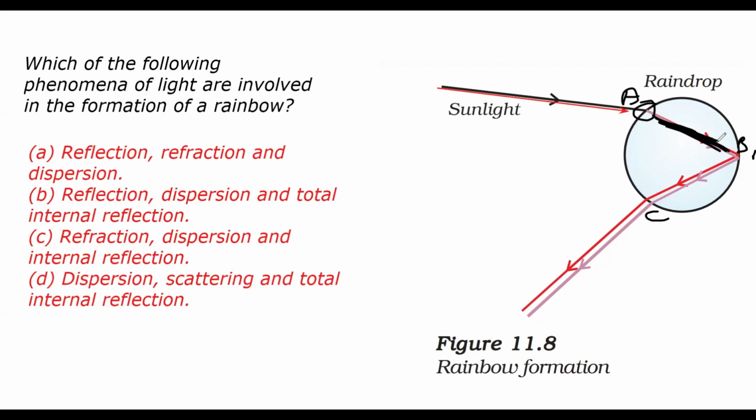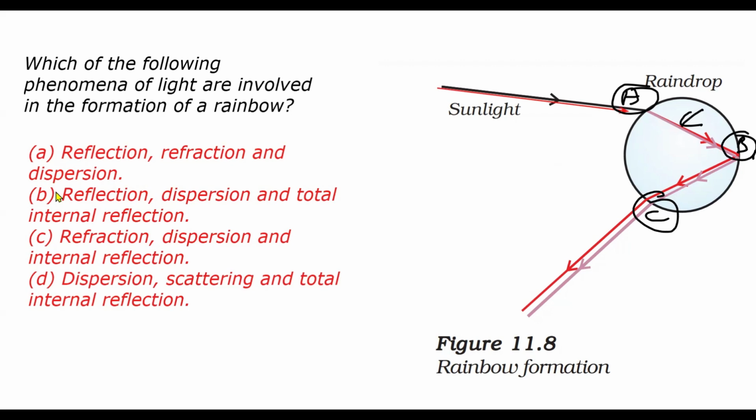You can see this is the place of dispersion. And at B, total internal reflection takes place. And once again, it refracts at point C, right? So you have to remember that these phenomena have to be written in order. Therefore, one more time, that is refraction, dispersion, total internal reflection, and refraction again.